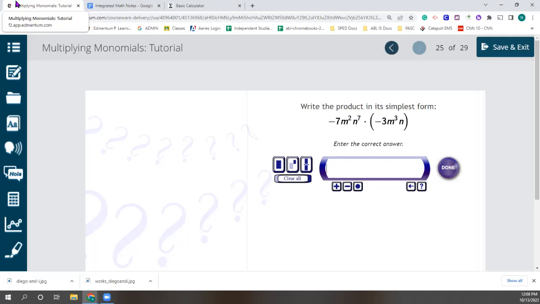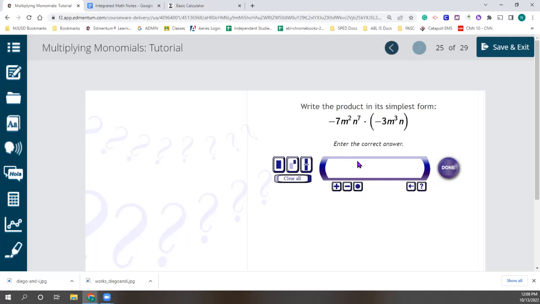M2 plus 3 is going to be m to the 5th power. And n to the 7 plus 1 is going to be n to the 8th power. So we should have 21m, putting it in factor form, 5n8. Whew. I know that's hard to do without watching. I'm going to fix that in one of my next episodes.